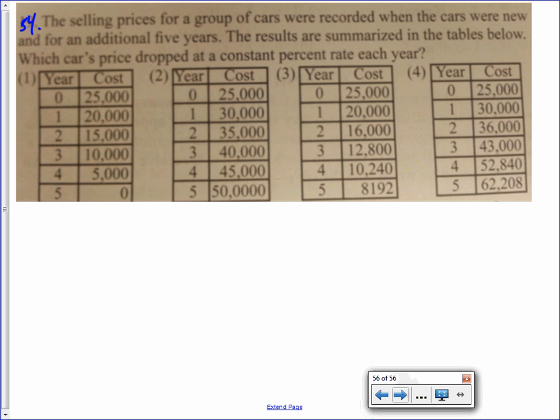And finally, the last one. The selling prices for a group of cars were recorded when the cars were new and for an additional 5 years. The results are summarized in the tables below. Which car's price dropped at a constant percent rate? Percent rate is exponential.